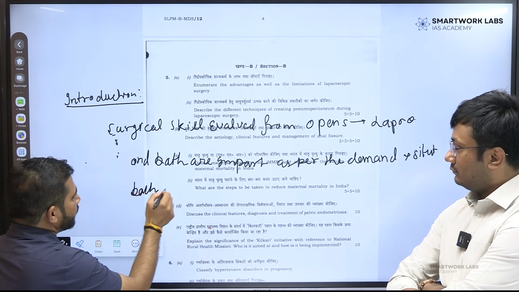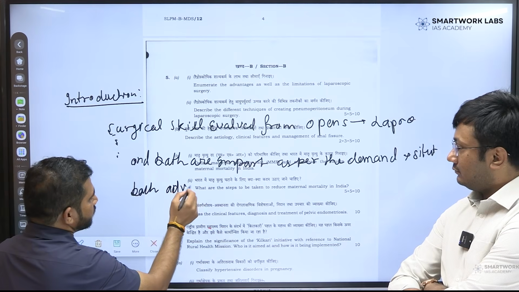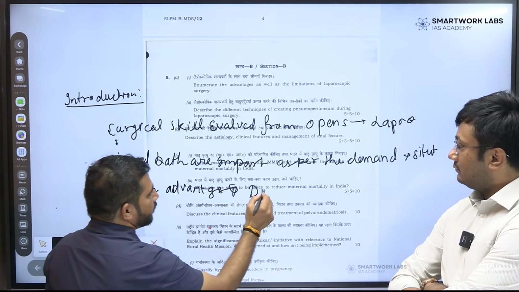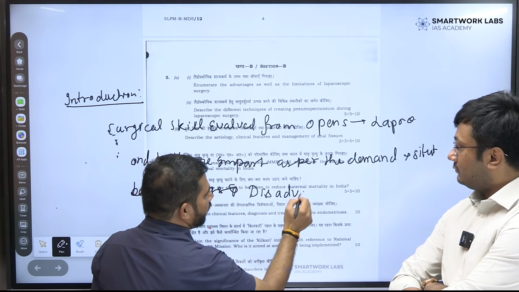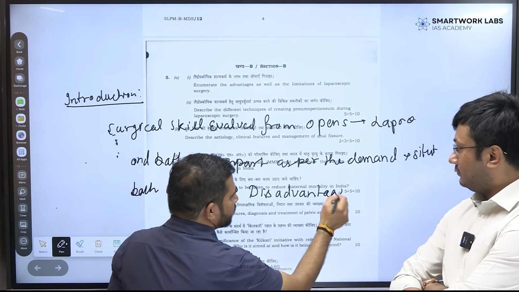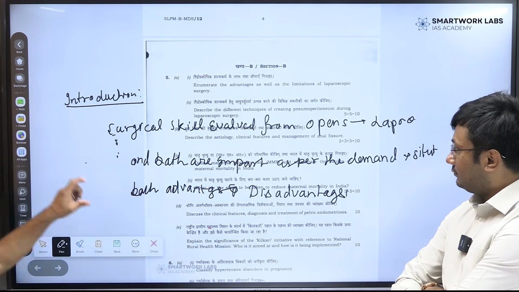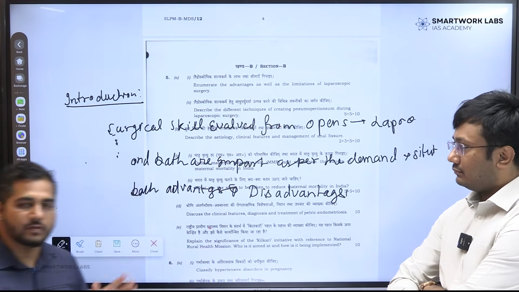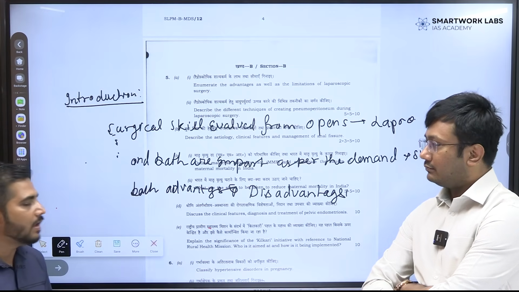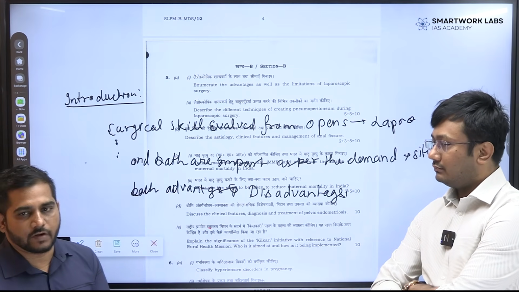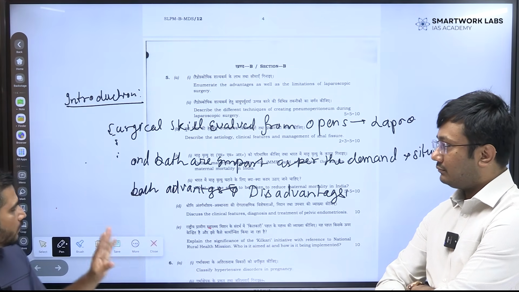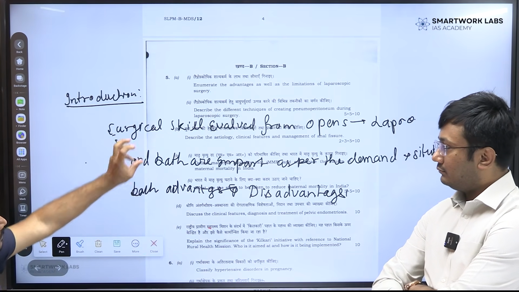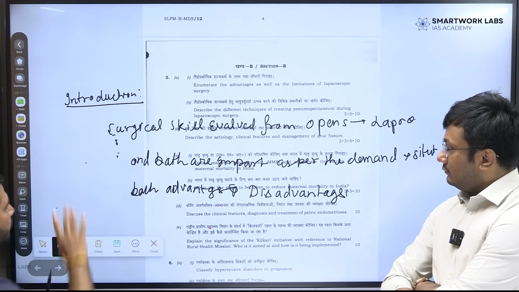Both have advantages and disadvantages. Now, this introduction will cover the limitations as well as the advantages of laparoscopic surgery. That is, open surgery has some advantages, and laparoscopic surgery also has some advantages, and both have disadvantages. So in this way, you have made it clear. You can mark that this is the important point. Now, this is the introduction.